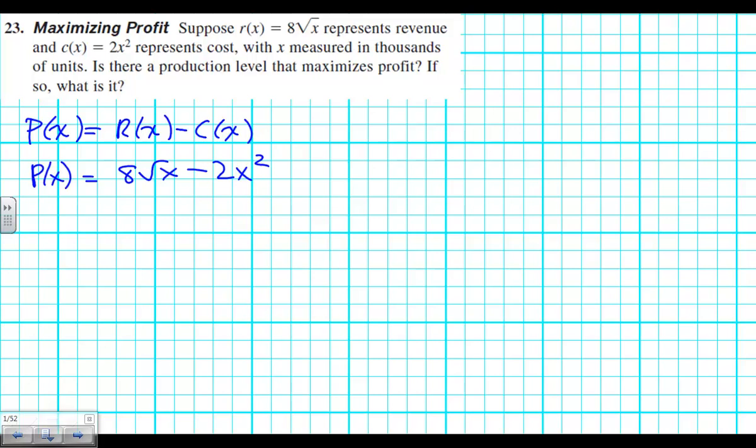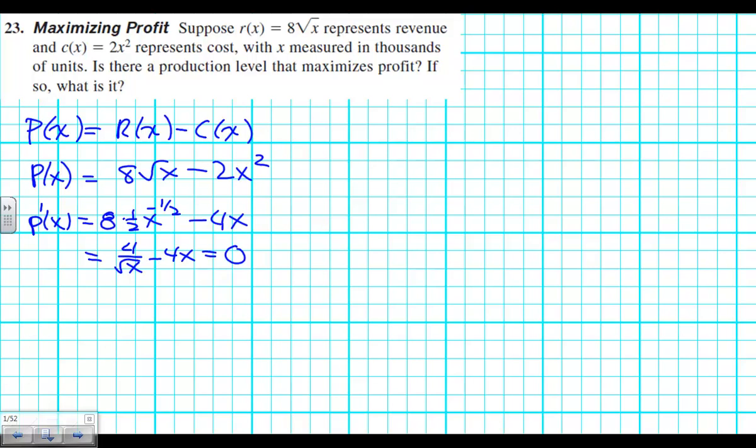And we want to know, how do we maximize profits? We maximize profits when the derivative is equal to 0 and switches from positive to negative. So let's find the derivative function. It's going to be 8 times 1/2 times x to the negative 1/2 minus 4x. Let's clean that up, and I get 4 over the square root of x minus 4x. And I'm going to set that equal to 0.